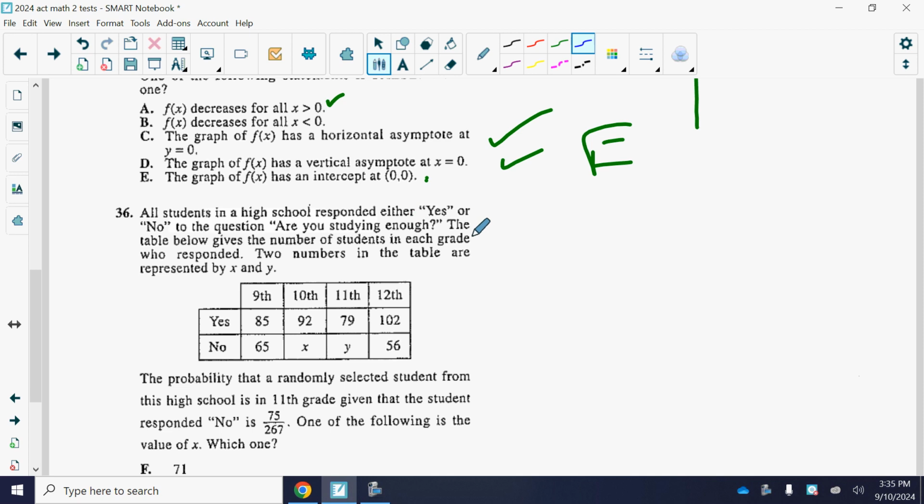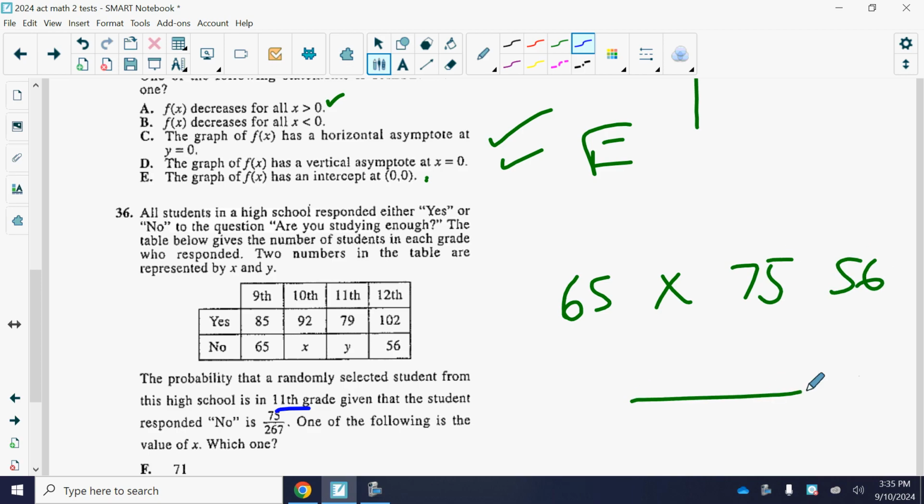You either respond, are you studying enough? So it looks like the number for 11th grade, which they left out, is 75. So it's 65, 75, 56 out of 267. The fact that it's out of 267 means that 267 is the total.